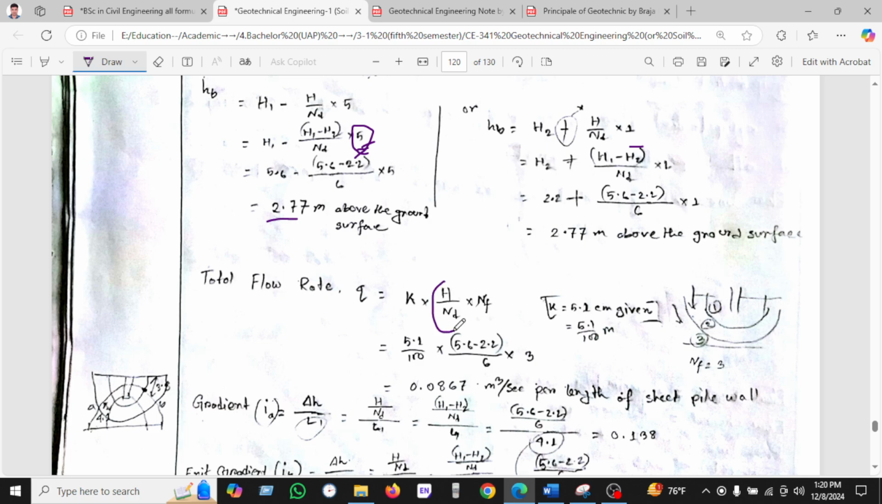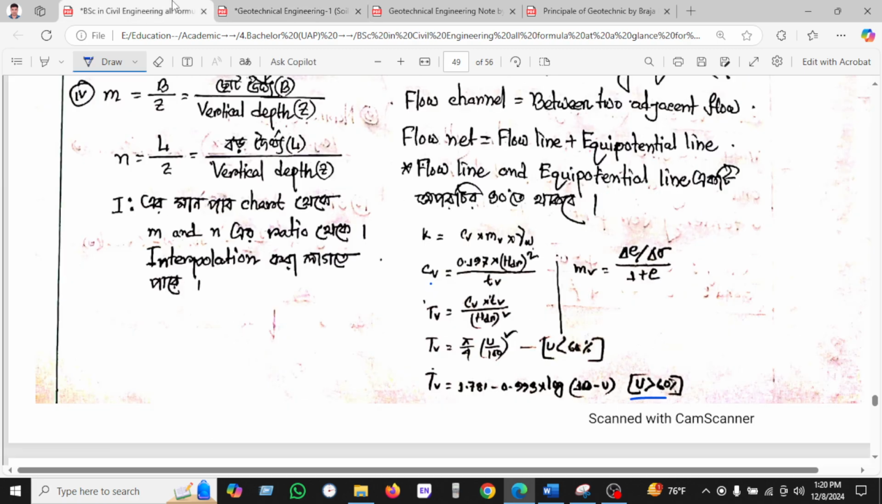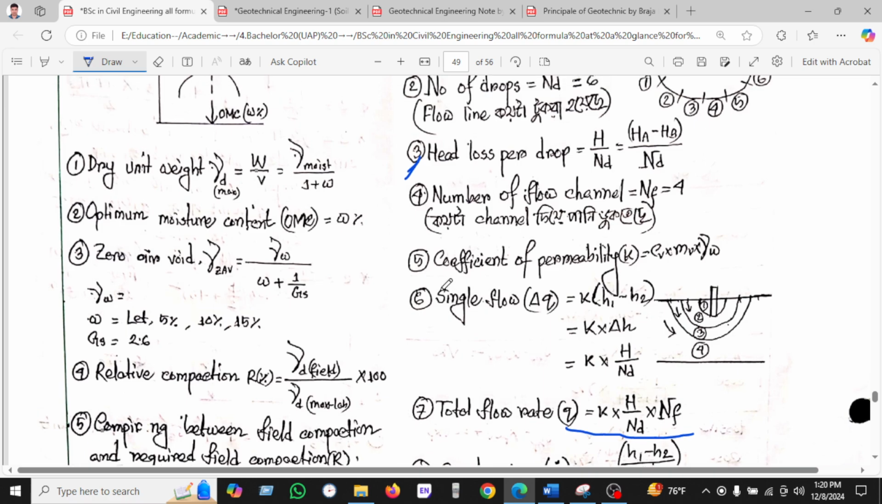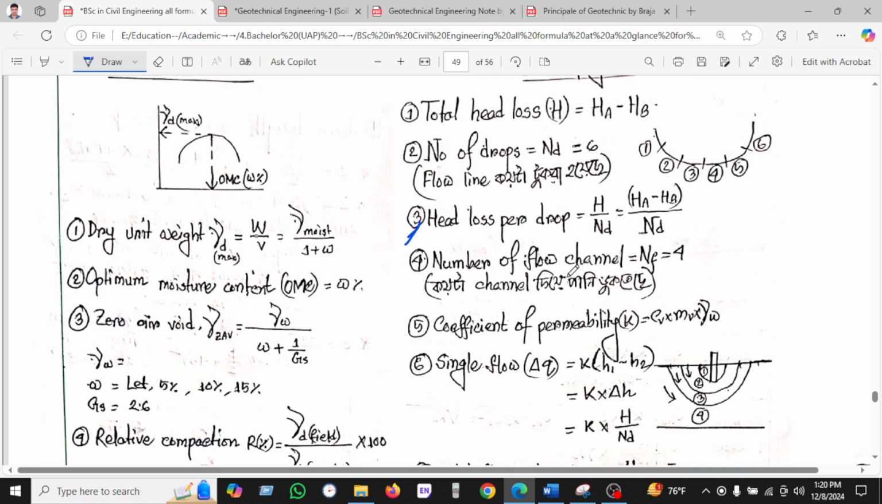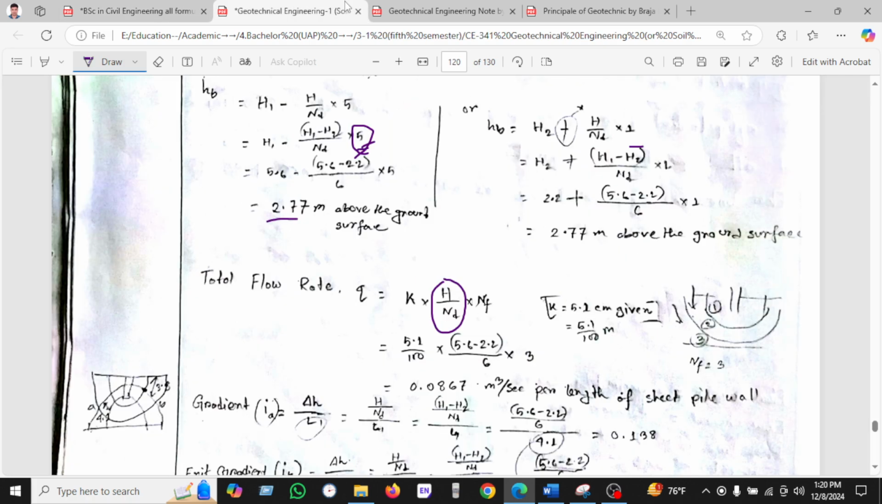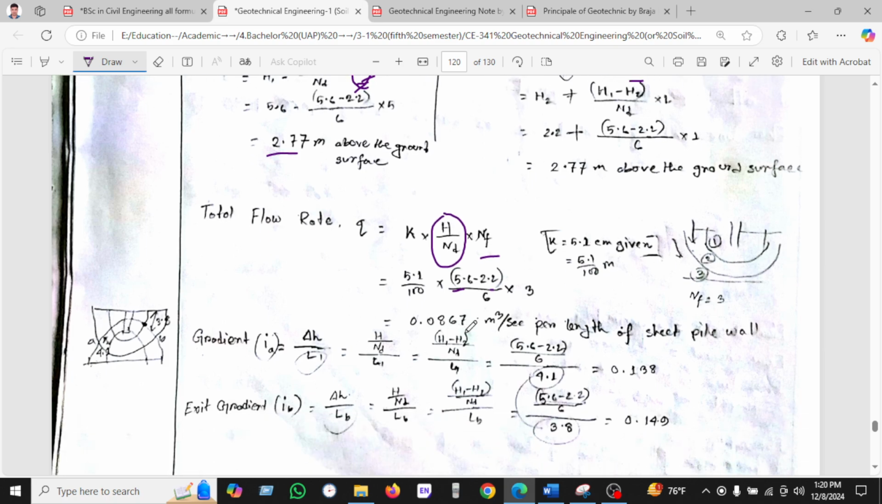So H by ND is nothing but, as we have already said, the head loss per drop, that is, the head loss per drop in the number of flow lines. We know ΔH equals H1 minus H2, and for the flow lines we know 3 of the flow line and found 0.06.